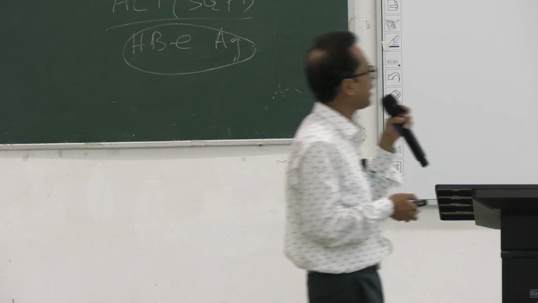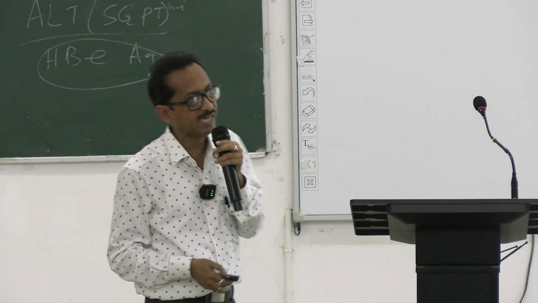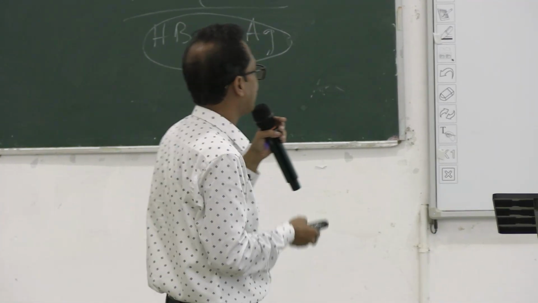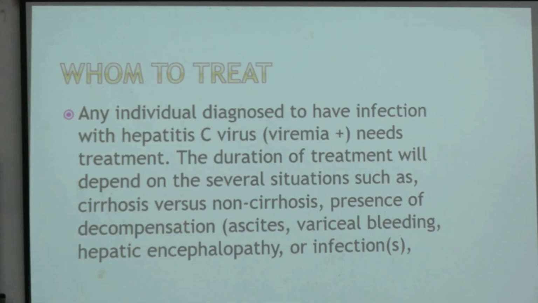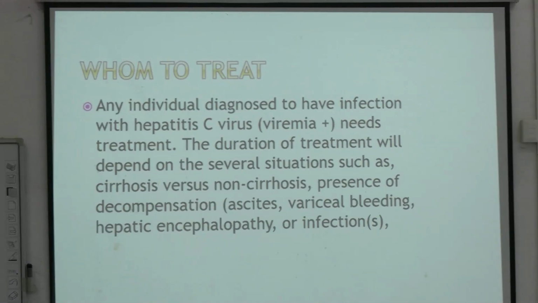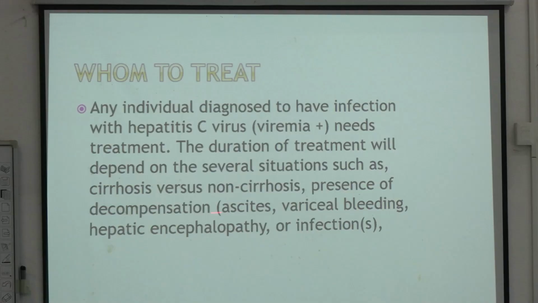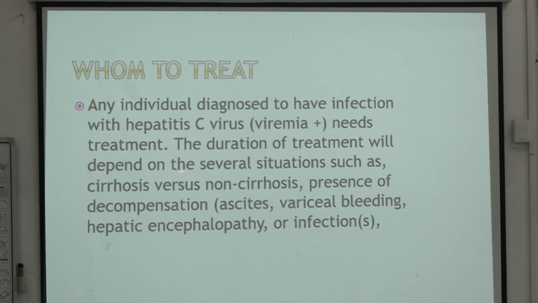Now, highly effective directly acting agents have changed HCV treatment, and we are thinking of elimination of HCV by 2030. This is from the National Hepatitis Control Program guidelines. Now, whom to treat? Any individual diagnosed with hepatitis C infection needs treatment. The duration of treatment will depend on whether the patient has cirrhosis or is non-cirrhotic, and whether there is any decompensation like ascites, variceal bleeding, or hepatic encephalopathy.